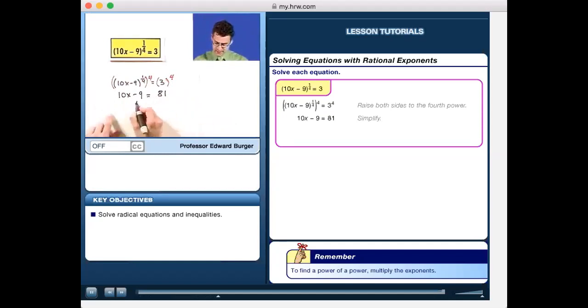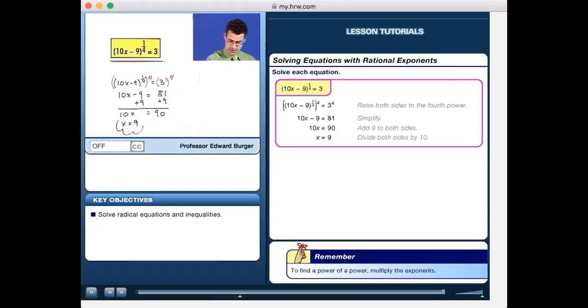Now if I add 9 to both sides, I see 10x equals 90, and so therefore x equals 90 divided by 10. If I divide both sides by 10, I see just 9. So there's our candidate, but we've got to check our answer to make sure this is really okay.